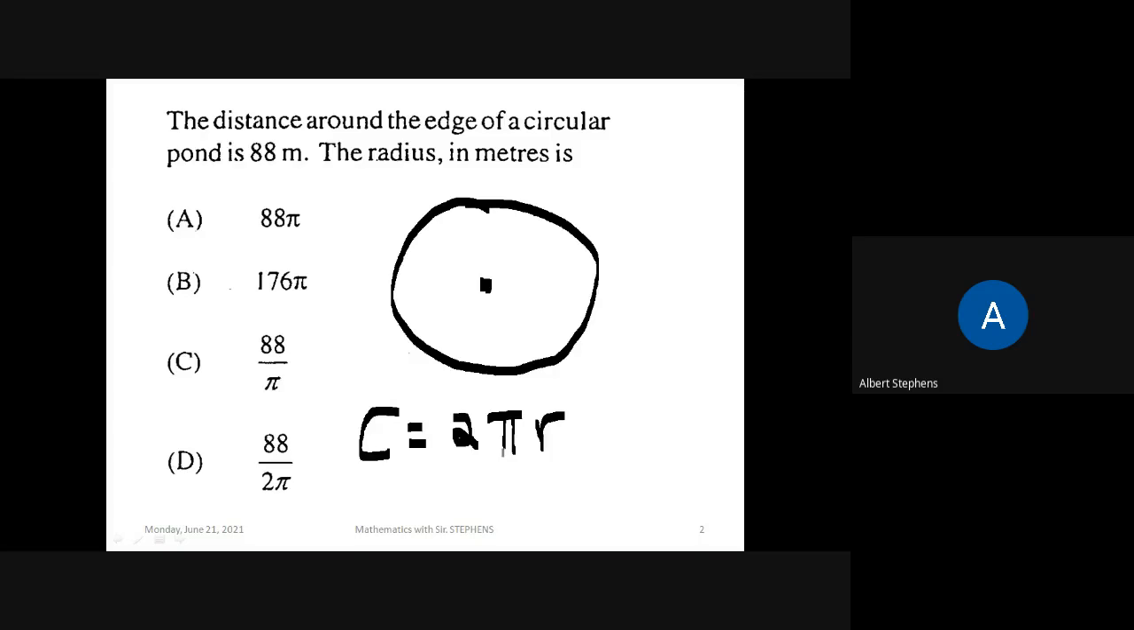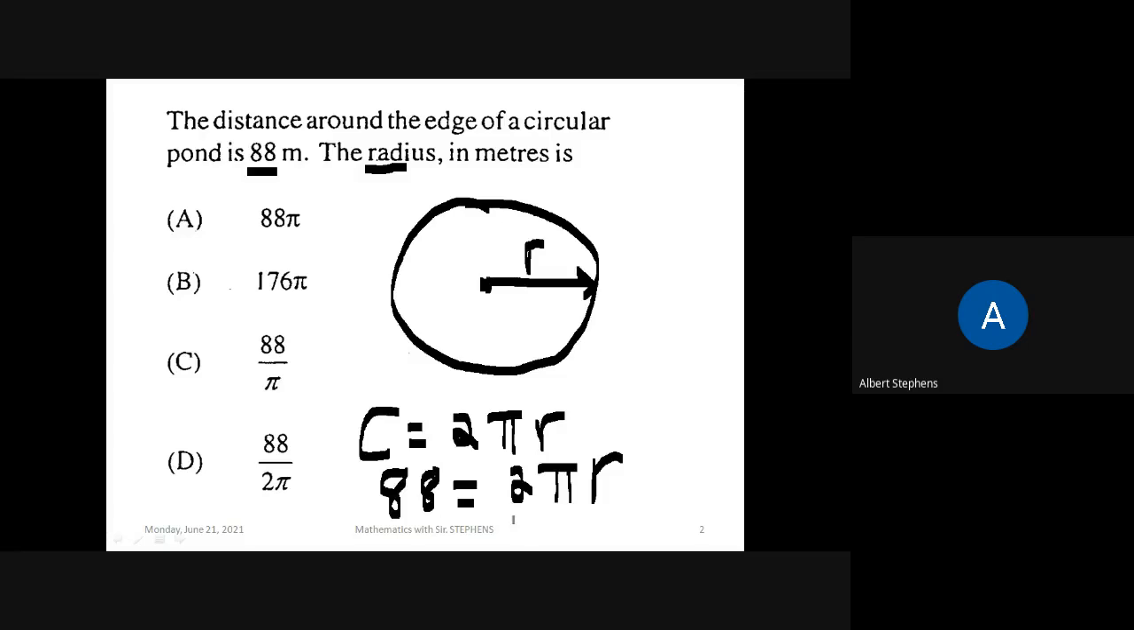So they tell us that the distance around it is 88 meters. So clearly, C must be what? 88. And they want us to find the radius of the pond. So 88 is equal to 2 pi r. How did I come across that equation? It tells us that C is equal to 2 pi r, but the circumference is actually 88. And they want us to find the unknown, which is what?